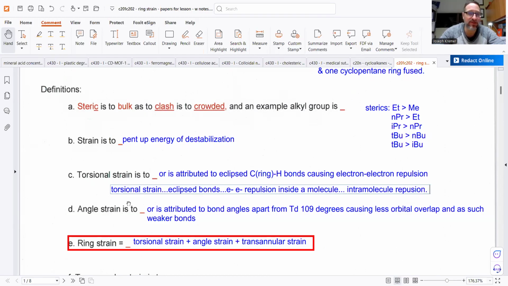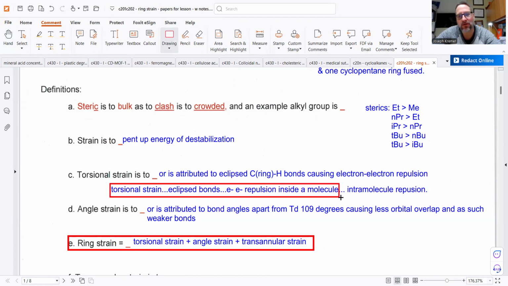That's not too stable. If you have, inside a molecule, repulsion between this bond and that bond, why would that be stable? So it's not. So torsional strain: eclipsed bonds, electron repulsion inside a molecule. That's probably as boiled down and distilled as I can make it for you.